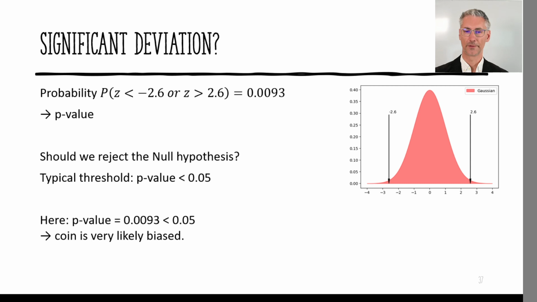And we typically have a threshold. It's called the p-value. That means 0.05. Here, if we calculate this p-value, and this is essentially the area outside, the p-value is very, very small, and so the coin is very likely biased. We shouldn't observe 63 heads in our fair coin.